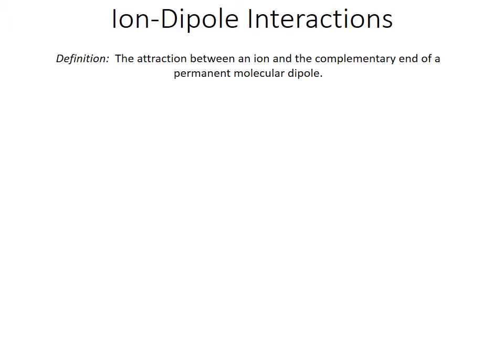In this video, we're going to take a closer look at ion-dipole interactions. These are the attraction between an ion and the complementary end of a permanent molecular dipole. Let's take a look at an example.